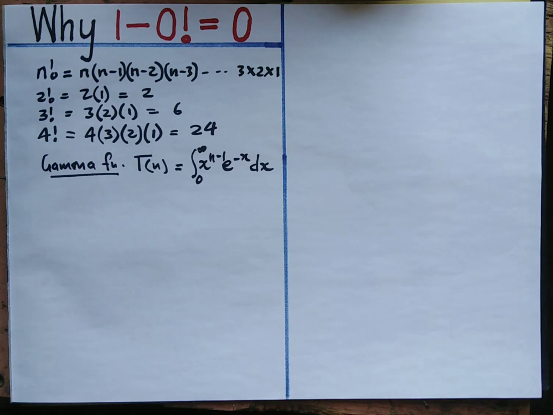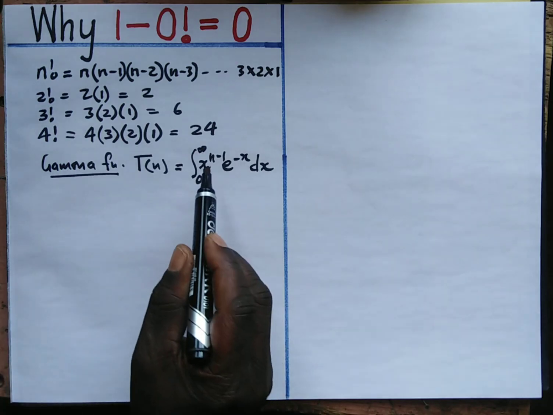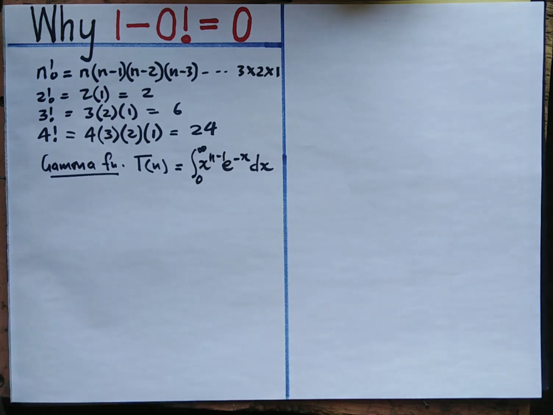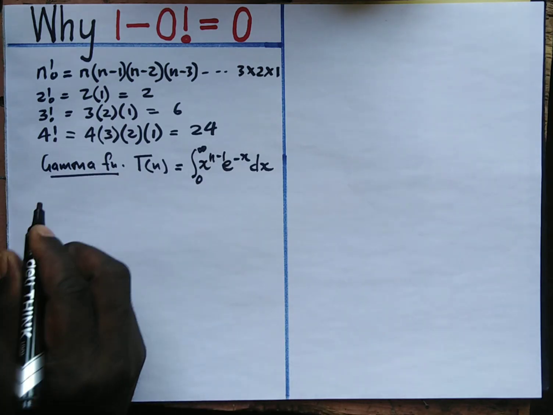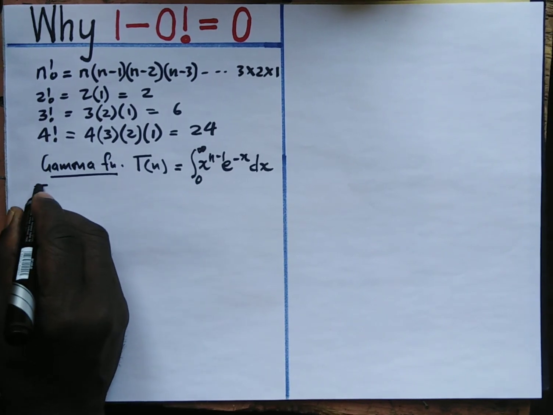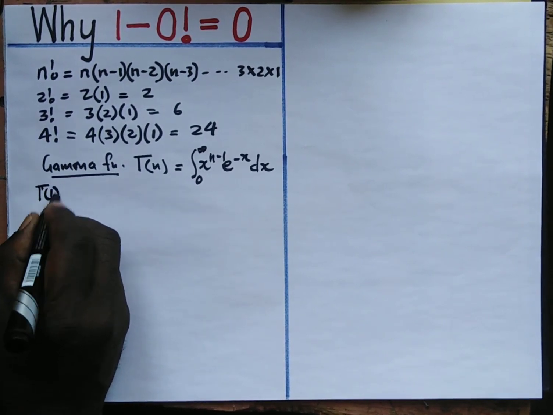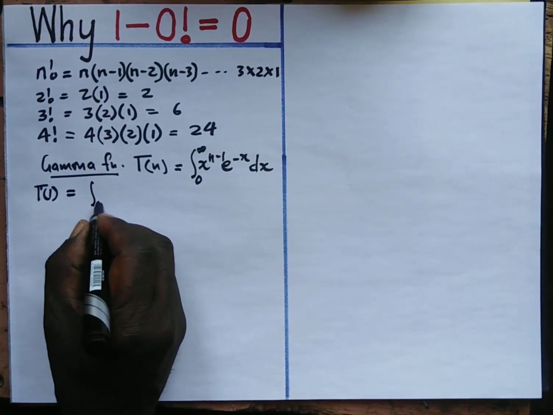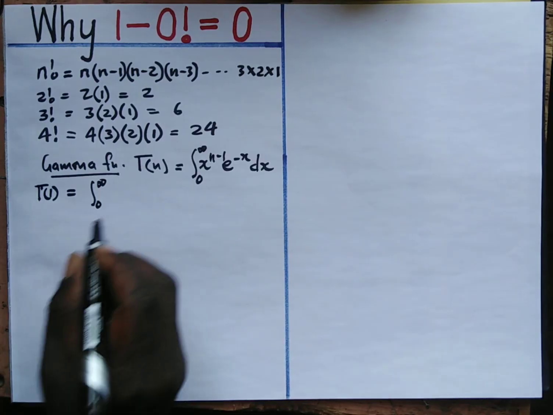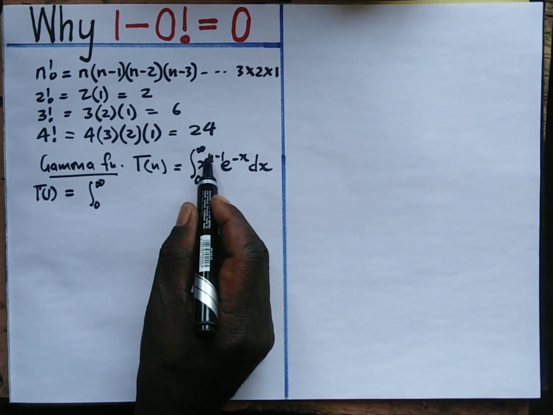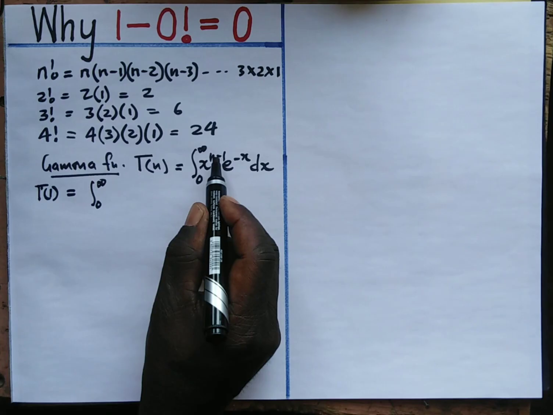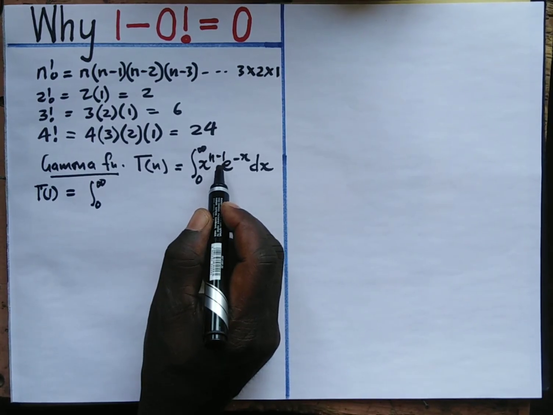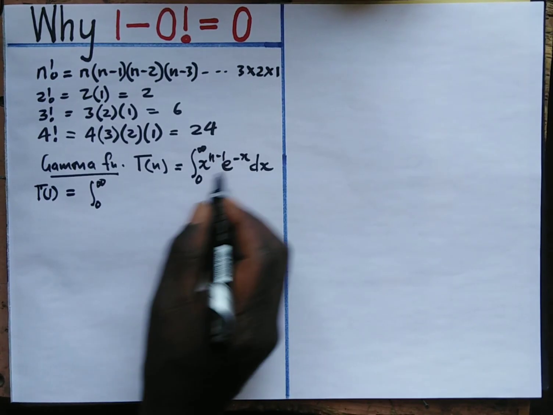Right. The next thing that we want to do is to show that gamma of 1 is equal to 1. In other words, if we substitute 1 for n here, we should get 1. Let's try that and see. So gamma of 1 is equal to, now we're going to put a 1 there, the integral from 0 up to infinity of x to the power 1 minus 1, which is 0, and x to the power 0 is 1. So we are left with e to the power minus x dx.